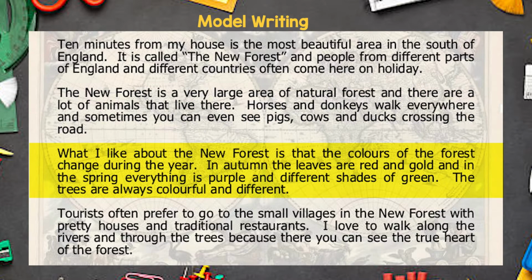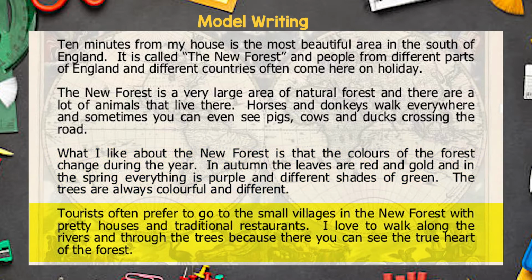What I like about the New Forest is that the colors of the forest change during the year. In autumn, the leaves are red and gold, and in the spring, everything is purple and different shades of green. The trees are always colorful and different. Tourists often prefer to go to the small villages in the New Forest with pretty houses and traditional restaurants. I love to walk along the rivers and through the trees because there you can see the true heart of the forest.